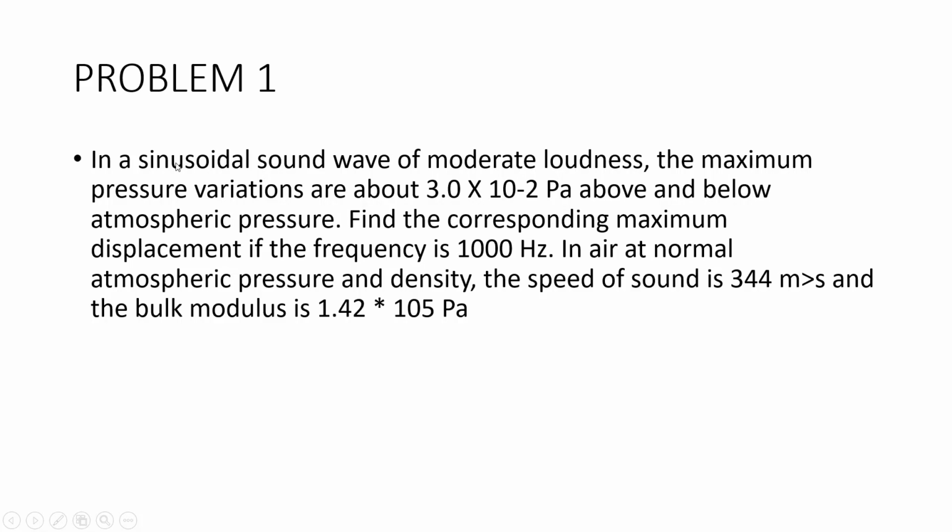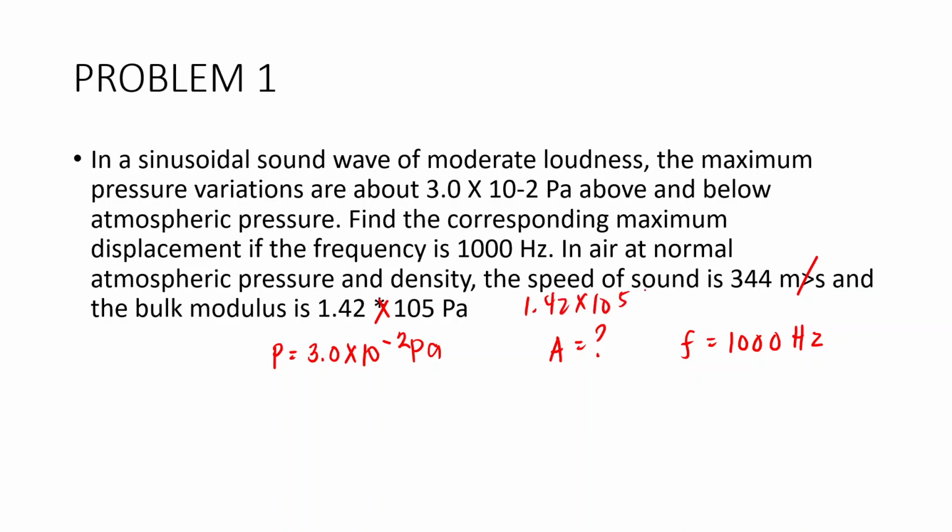So in problem number 1, sabi dito, in a sinusoidal sound wave of moderate loudness, the maximum pressure variations are about 3.0 times 10 raised to negative 2 Pascal. Find the corresponding maximum displacement. Ang hinahanap is yung A. If the frequency is 1,000 Hertz. In air, at normal atmospheric pressure and density, the speed of sound is 344 meters per second. And the bulk modulus is 1.42 times 10 raised to 5 Pascal.